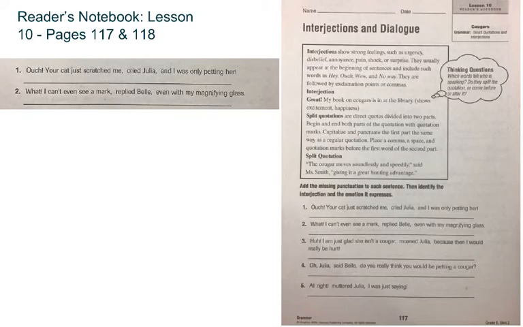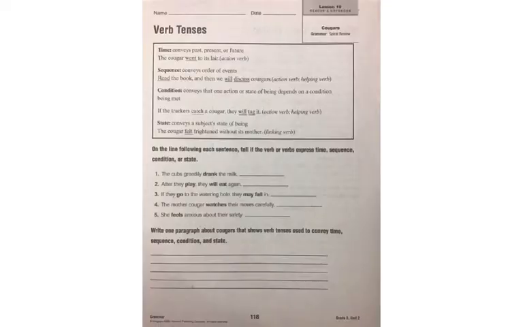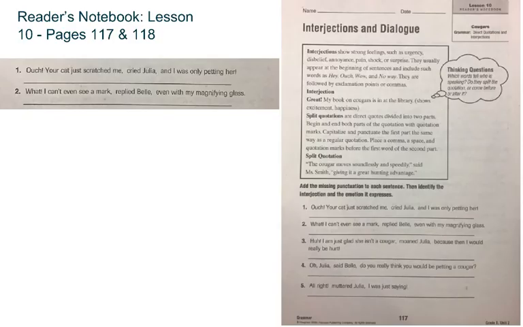Today we are working on interjections and dialogue on page 117, Reader's Notebook, Lesson 10, and on page 118 we're talking about verb tenses. You've been introduced to interjections in 3rd and 4th grade, and we're going to review them again today.